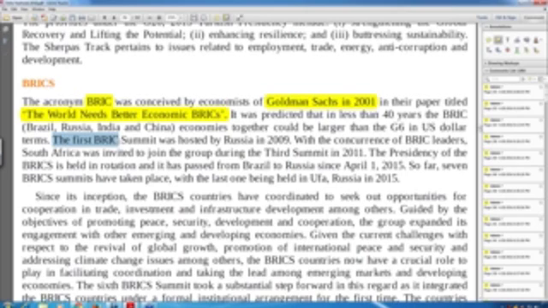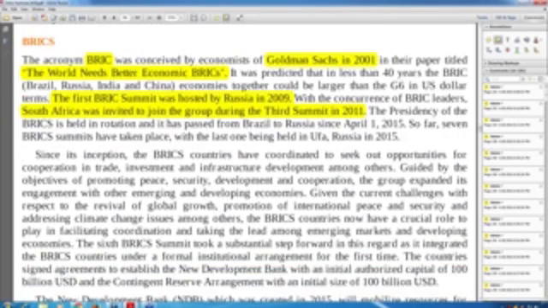The first BRICS summit was hosted by Russia in 2009 and South Africa was invited to join during the third summit in 2011. These are the facts that usually come up. It has already been asked by UPSC.